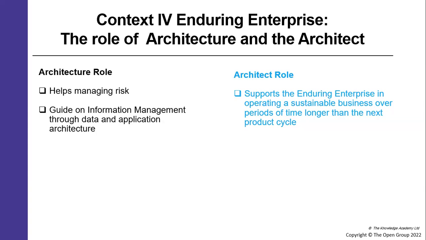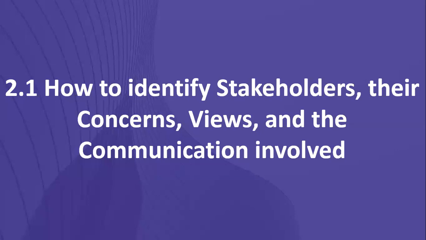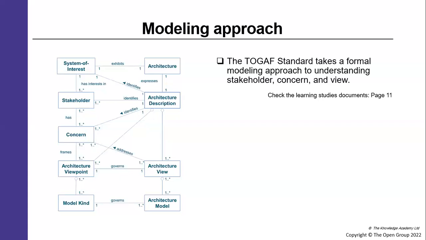If you do an architecture based on the concerns of the client, you create the blueprint, that's a view, right? Correct. The individual perspective that people come out with is called a viewpoint. Many times, viewpoints are even available in the market, because that could be the viewpoint of some organization. We have discussed this actually. Now the modeling approach, have a look at this one. The TOGAF standard takes a formal modeling approach to understand stakeholder concern and view.